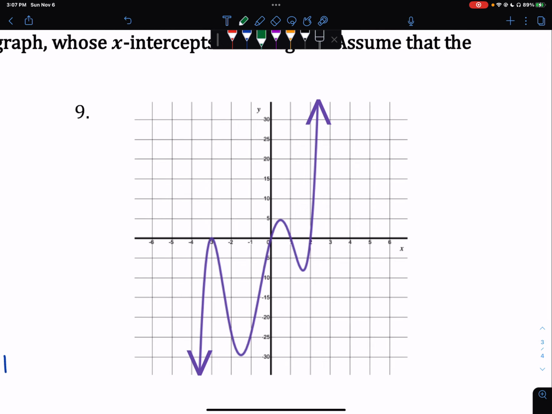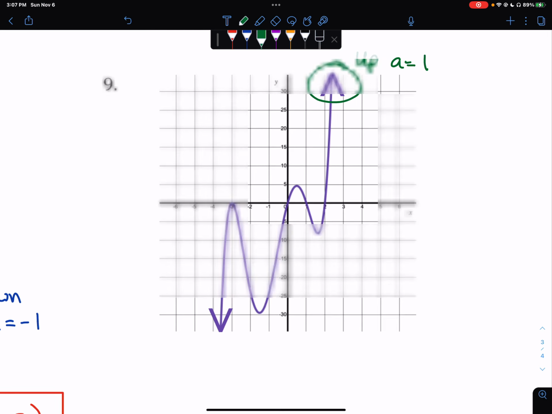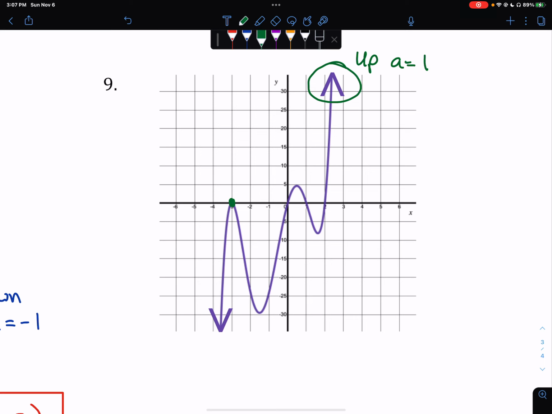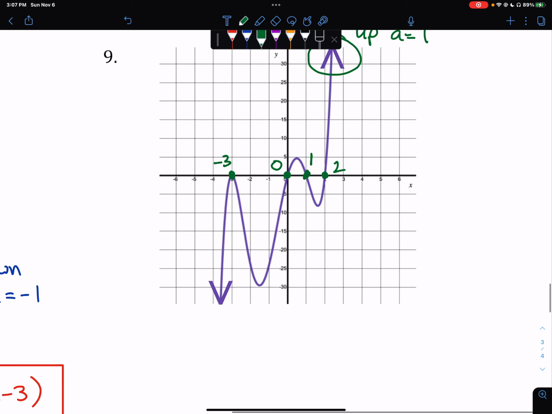So number 9, first thing we want to notice is our right arrow is pointing up, which means a needs to be a positive 1. Then we're going to go through and look for all of our x-intercepts. So -3, we're at 0, 1, and 2. So we have solutions, sorry, I should label those. It's always good to label our work so that we know what we're talking about. x has to equal -3, x has to equal 0, x has to equal 1, x has to equal 2.